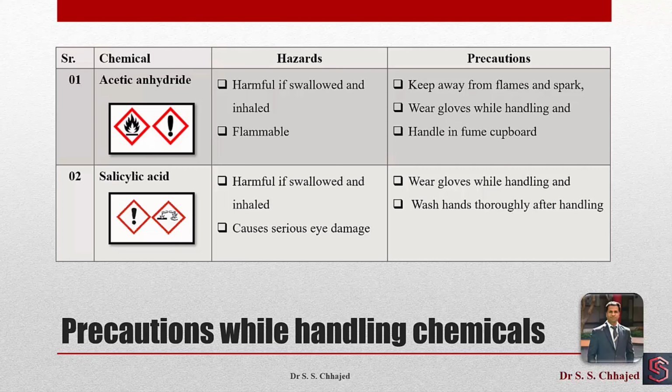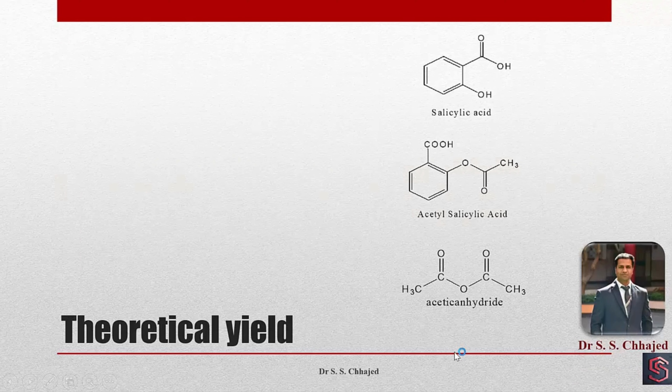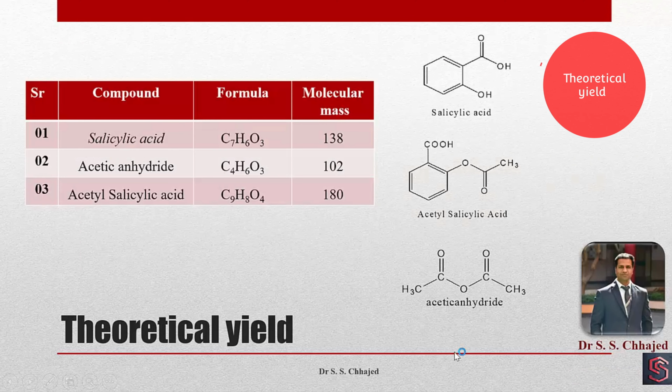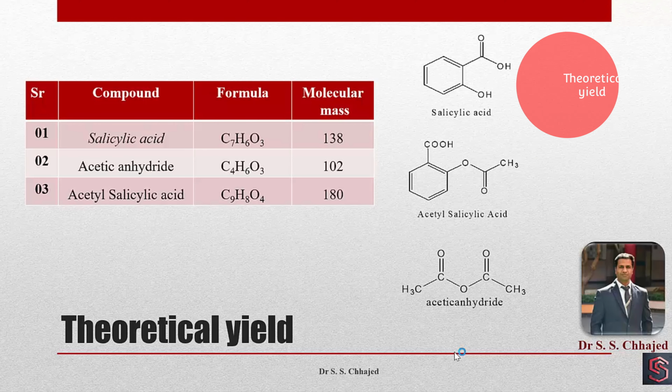Possible hazards with salicylic acid: it is harmful if swallowed and inhaled. It causes serious eye damage. So in order to prevent these hazards, wear gloves while handling the salicylic acid and wash the hands thoroughly after handling it. As far as the theoretical yield is concerned, we know that salicylic acid gets converted to acetyl salicylic acid. So we'll find the molecular mass from the formula. The molecular mass of salicylic acid is 138, and the molecular mass of acetyl salicylic acid is 180.